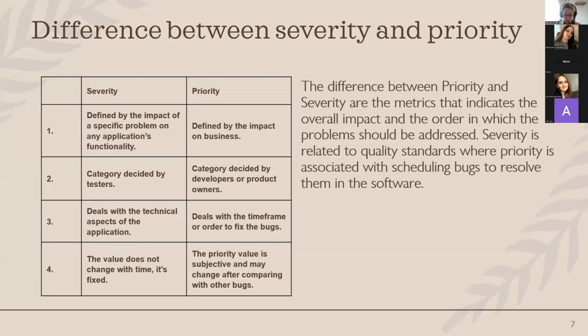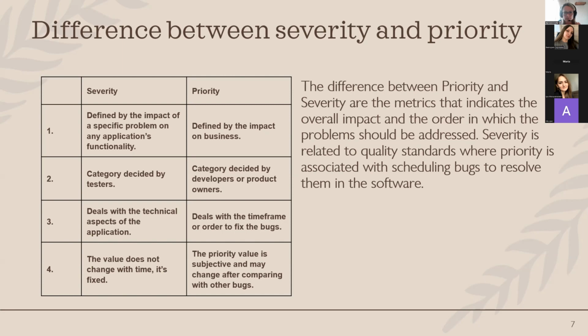And now we will talk about differences. The differences between priority and severity are the metrics that indicate the overall impact and the order in which the problems should be addressed. Severity is related to quality standards, whereas priority is associated with scheduling bugs to resolve them in the software. So, severity is defined by the impact of a specific problem on any application's functionality, and priority is defined by the impact on the business.